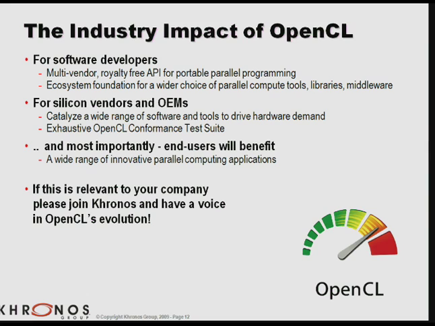So for OpenCL, software developers are going to find a good API for portable parallel programming. It's an ecosystem foundation. We hope there's going to be a rich diversity of tools and languages and applications built on top of OpenCL. For silicon vendors and OEMs, we'll find a software momentum that lets us ship more hardware. And most importantly, of course, the whole point of this is that end users begin to benefit from better applications that make better use of parallel computing where it's available.